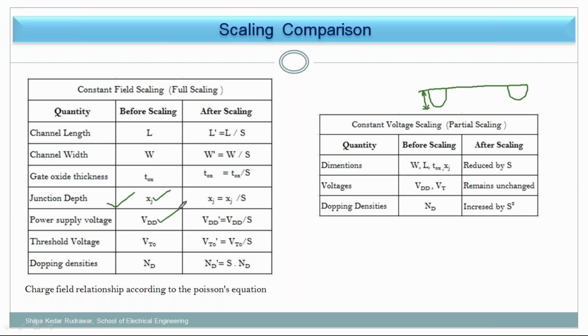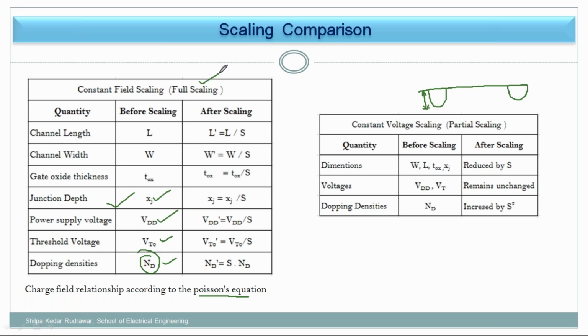Power supply voltage is denoted by VDD, threshold voltage VTO, and doping density, that is how many impurities you are doping over there, is denoted by ND. And this should be proper, otherwise there will not be charge produced over there according to Poisson's equation. So you need to provide this properly, otherwise there will not be charges and there will not be current flowing. So these are the different parameters we scale down.